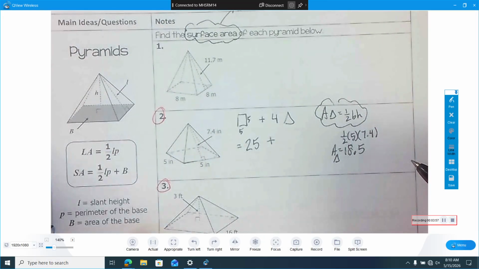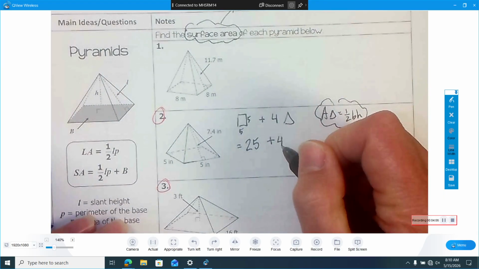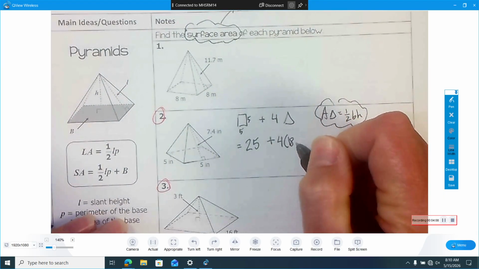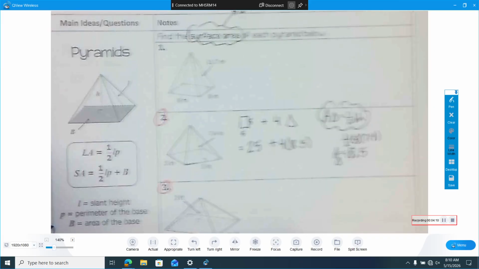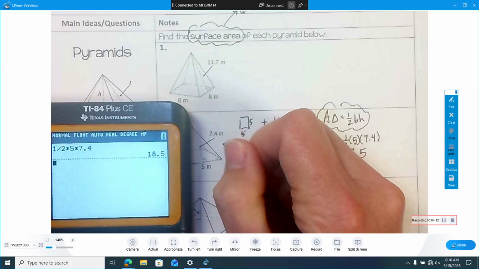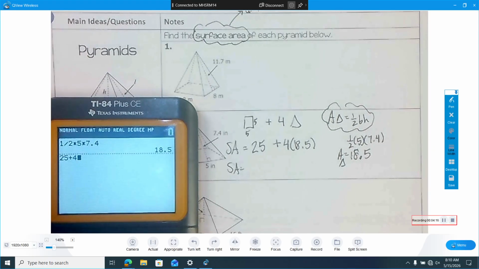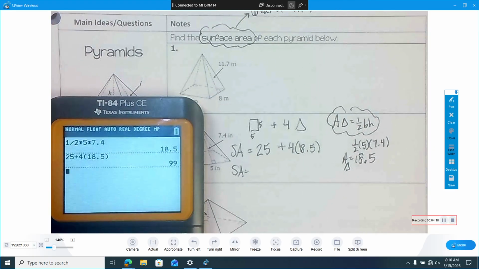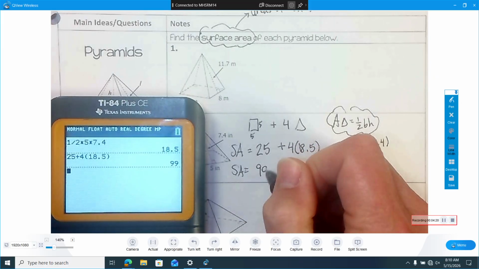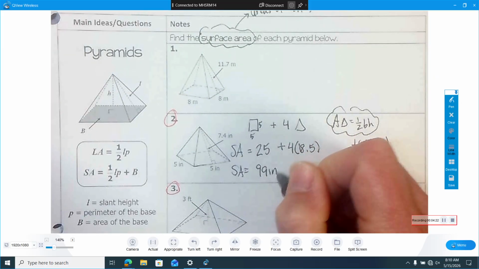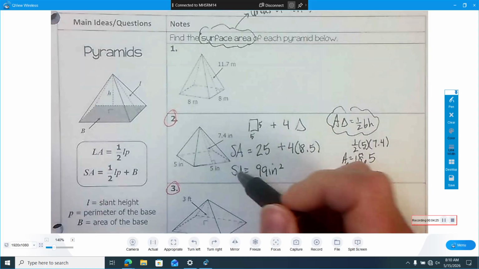What do I need to do for all 4 of them? 4 because there are 4 triangles. There we go. So we're going to do 4 times that 18.5. All right, and then we're done. So that is our surface area. So 25 plus 4 times 18.5, and I'm getting 99 inches squared. All right.